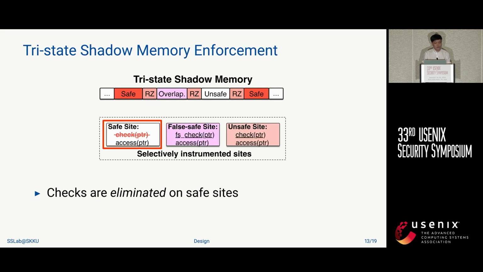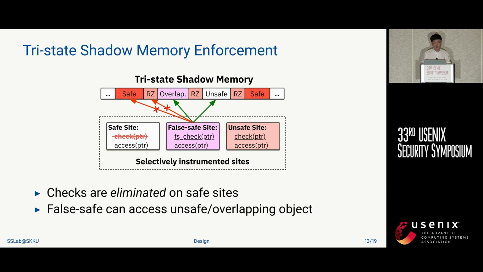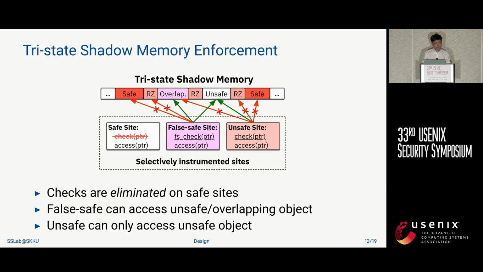With the objects colored according to safety, we also apply instrumentation to access sites according to their safety. The safe sites are freed from unnecessary sanitizer checks, providing a significant performance increase during runtime. With color-aware checks, the fully safe sites can access overlapping objects and unsafe objects, but cannot access the safe object. Similarly, the unsafe sites can only access the unsafe object, but cannot access any other type of object.